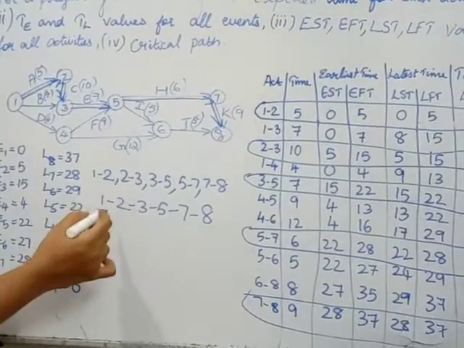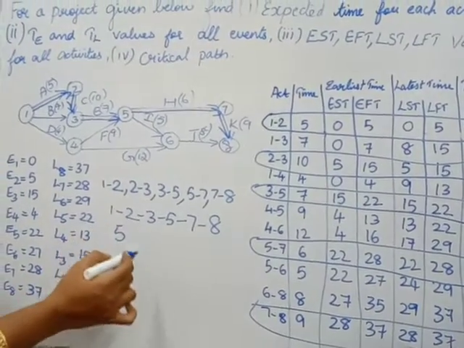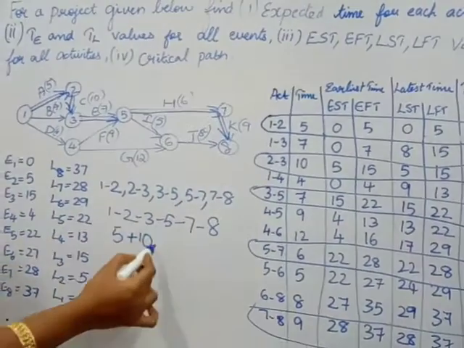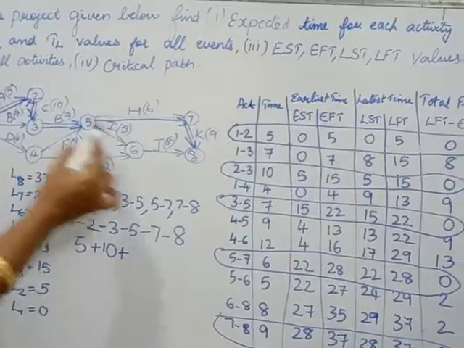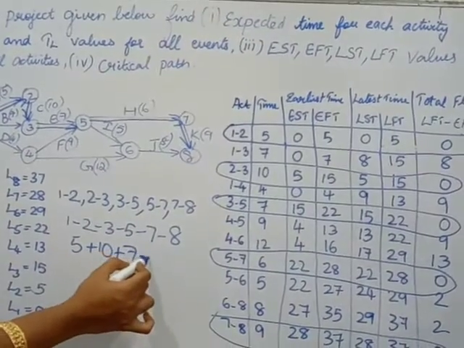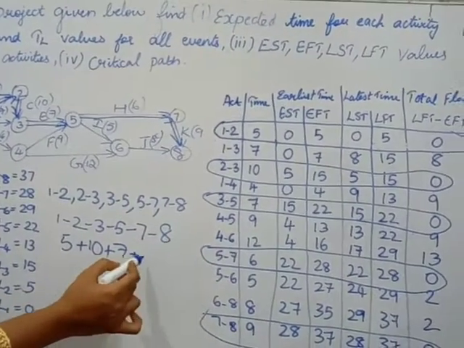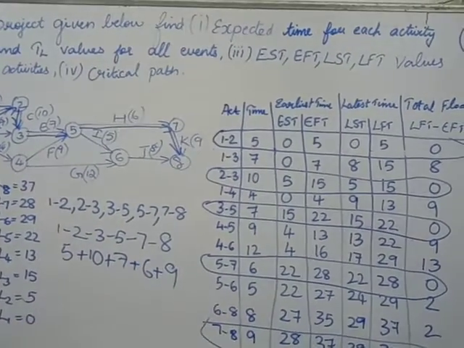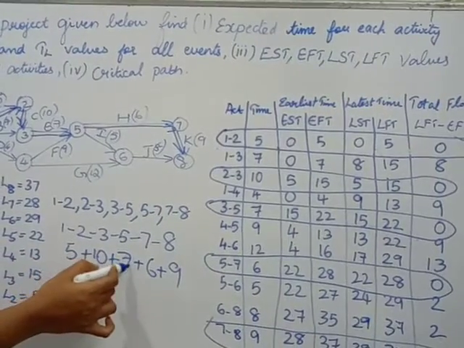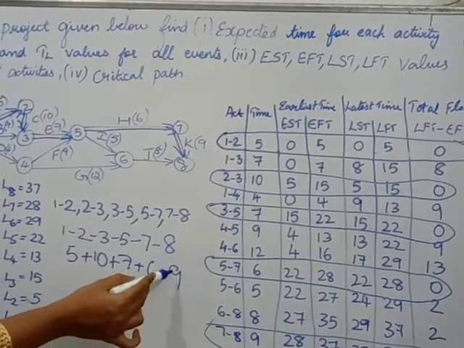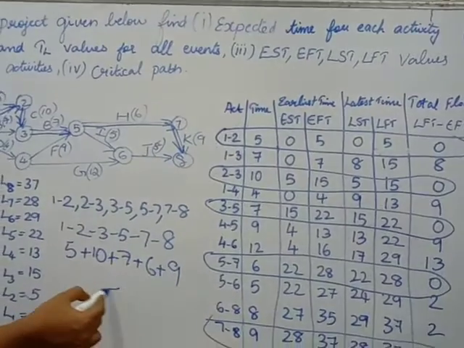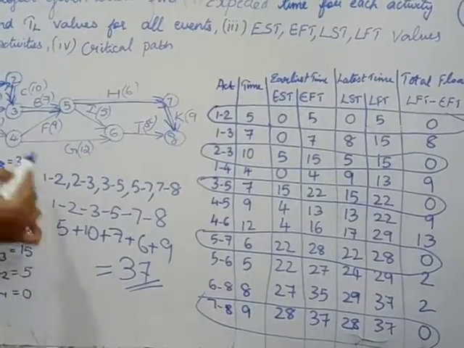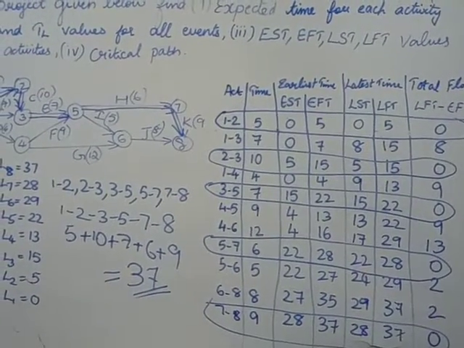Now look at 1 to 2, what has come? It is 5. Time duration is 5 plus 2 to 3 it is 10. 3 to 5 it is 7. 5 to 7 it is 6. Then 7 to 8 it is 9. You add it: 5 plus 10 is 15. 15 plus 7 is 22. 22 plus 6 is 28. 28 plus 9. Yes, we got the same value as the last value of E values, or the starting value of L values. 37.